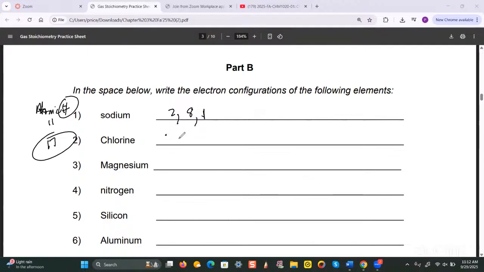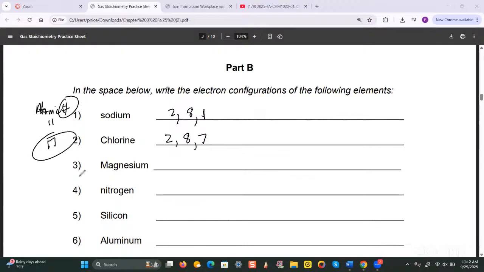The first 2 will go into the first shell. Then the next 8 will go into the second shell. So we have used up 10 so far of the 17 electrons, which means that the third shell will have 7 electrons. And that would be the electron configuration of chlorine.